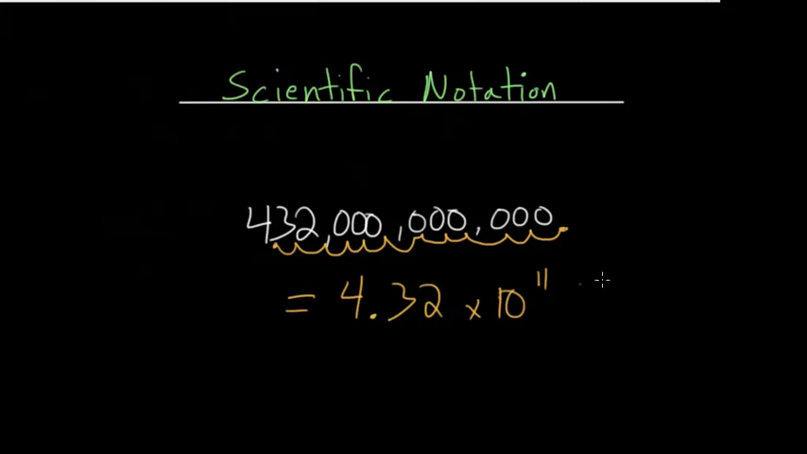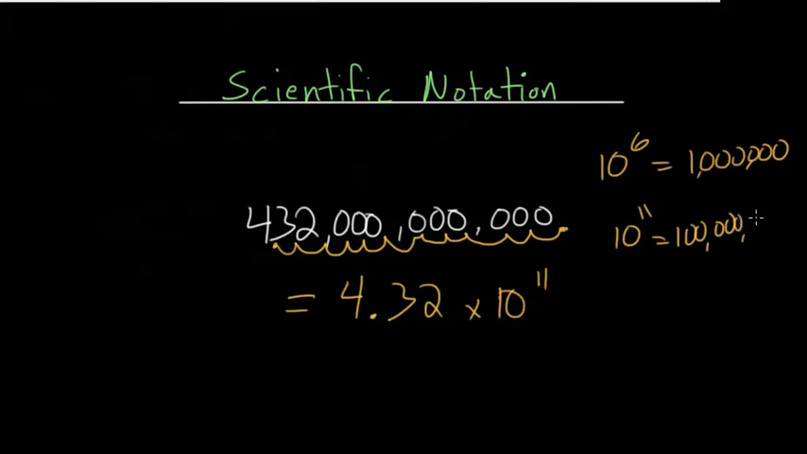And the way to think about this, remember 10 to the 11th, or 10 to really any power, let's say to the 6th, is just a 1 followed by 6 zeros. So 10 to the 6th would be 1 million. So 10 to the 11th would be 100 billion. So essentially you can see that we're just taking 4.32 and multiplying it by 100 billion. So that's why we have 432 billion.